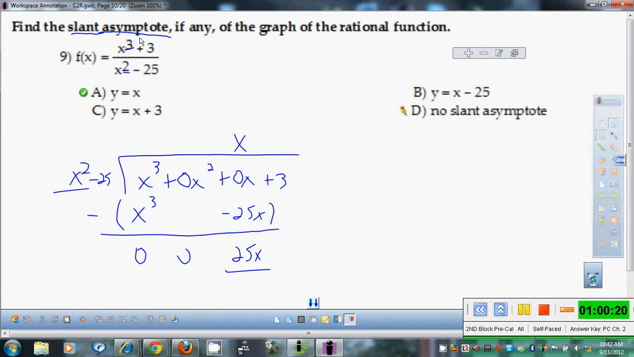So y equals x. Questions on that one? Slant asymptotes, you got to divide. Sometimes you'll get synthetic, sometimes you'll have to use long division like that one. No questions?